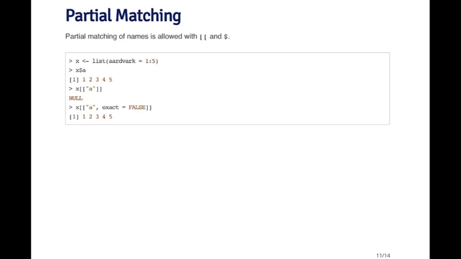But there's a second argument that you can pass to the double bracket operator, which is the exact argument. And if you specify that exact equals FALSE, and then I pass it X double bracket A, it gives me the sequence 1 through 5 because that's the one that matches the letter A the closest.